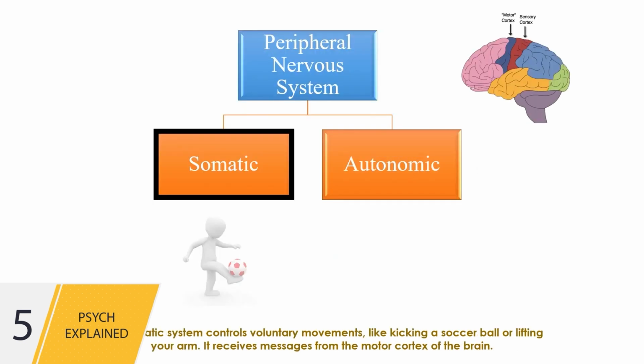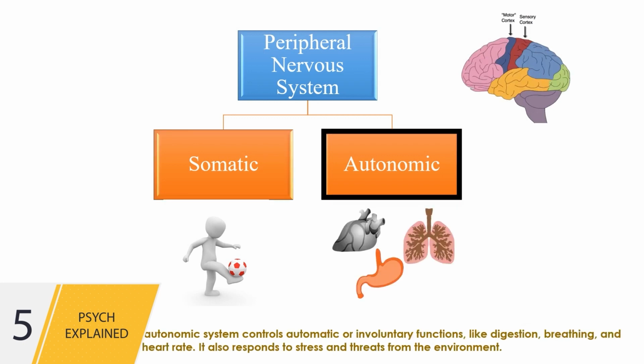Our somatic system controls voluntary movements, like kicking a soccer ball or lifting your arm. It receives messages from the motor cortex of the brain. On the other hand, our autonomic system controls automatic or involuntary functions, like digestion, breathing, and heart rate. It also responds to stress and threats from the environment.